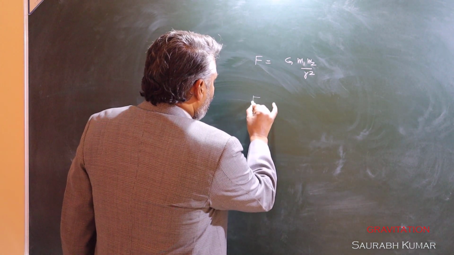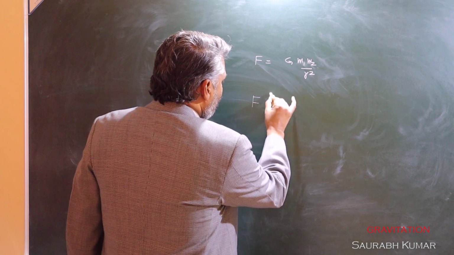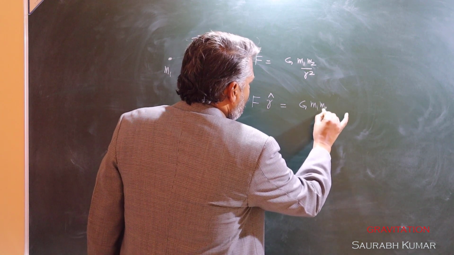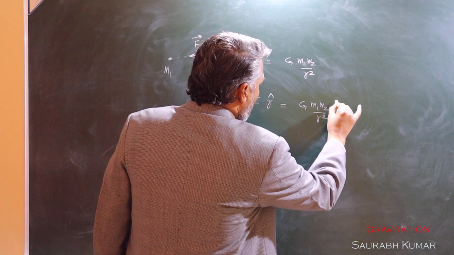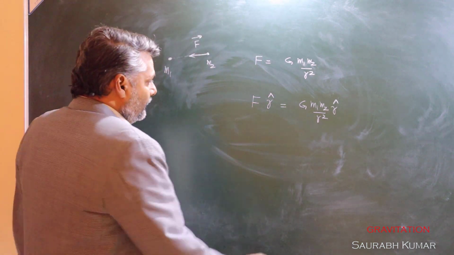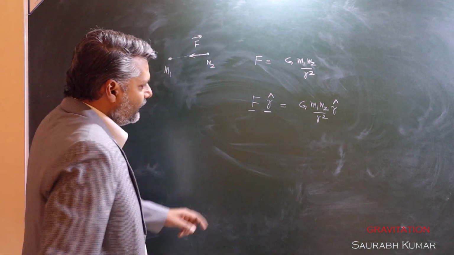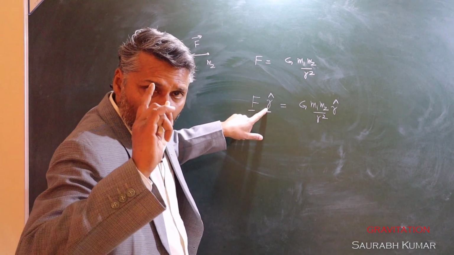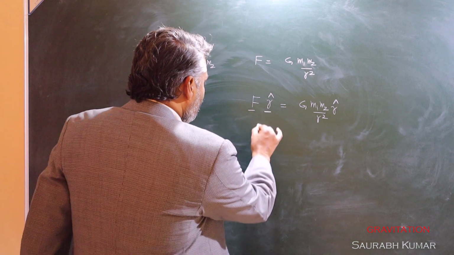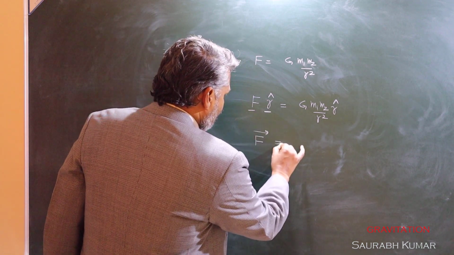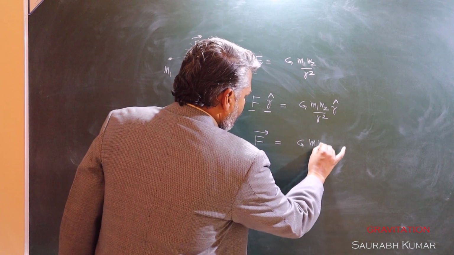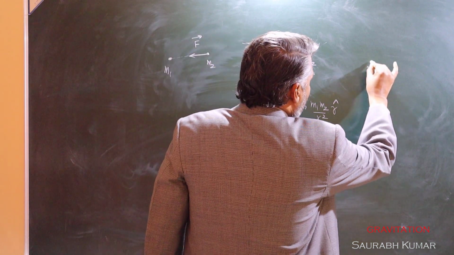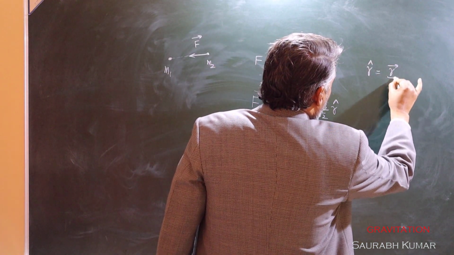So let us multiply both sides by r cap: G M1 M2 by r square into r cap. R cap, the unit vector, is dimensionless. So this will give you vector F equal to G M1 M2 by r square into r cap. Now this r cap is vector r divided by its magnitude.